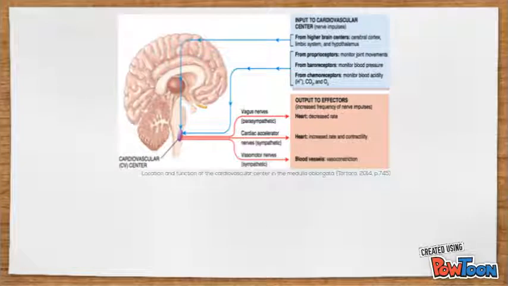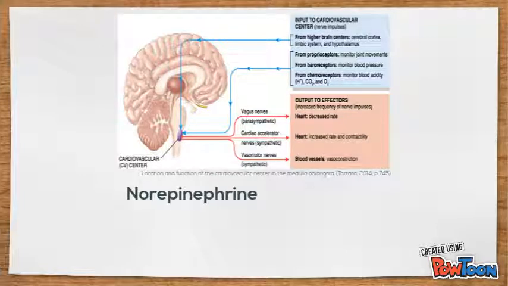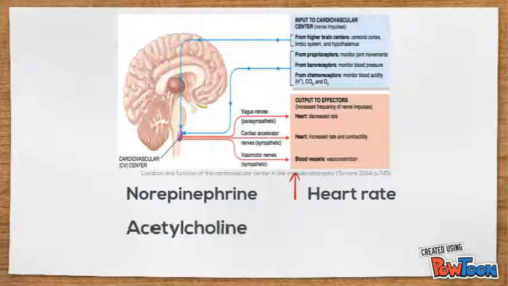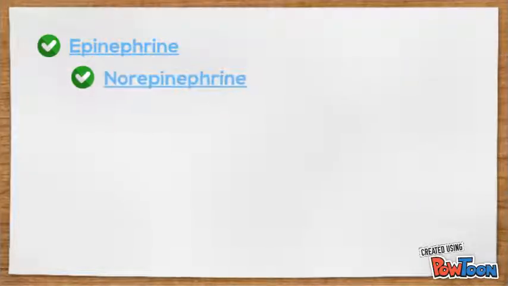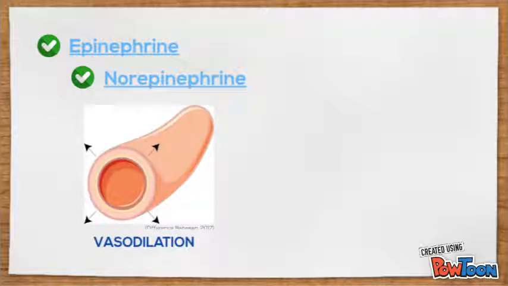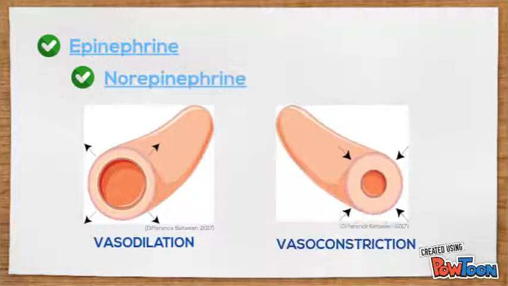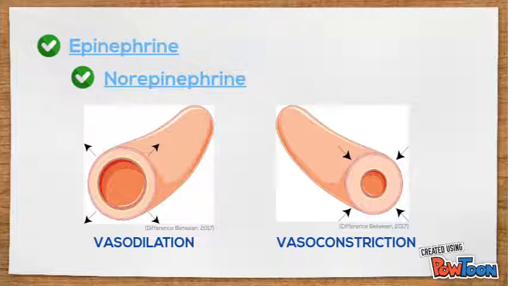The cardiovascular system, that's a part of the autonomic nervous system, controls heart rate and force by sympathetic nerve impulses that release norepinephrine to increase heart rate and contraction, and parasympathetic impulses that release acetylcholine to decrease heart rate. Epinephrine or norepinephrine, when released into systemic blood vessels from the adrenal medulla, have the ability to cause vessels to widen, vasodilation, or become narrower, vasoconstriction, which directly affects blood pressure.